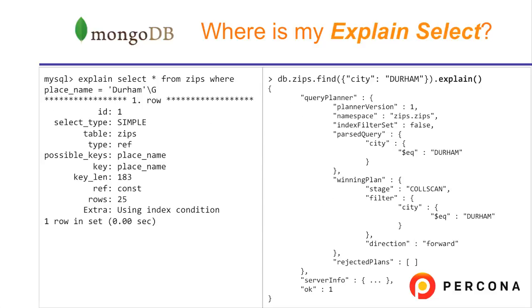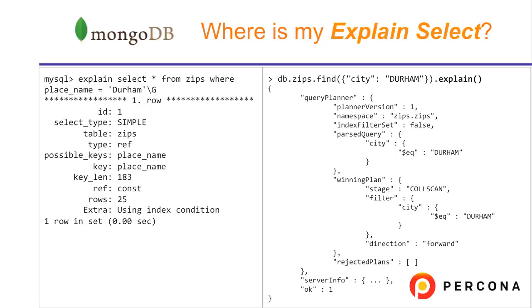Now, where's my explain? It's also straightforward. You add an explain to the find command. When you do that, it will show you all the information about the query execution plan. Also very helpful. And you look at this, you see this direction is forward. That will refer to the sort order of the index.